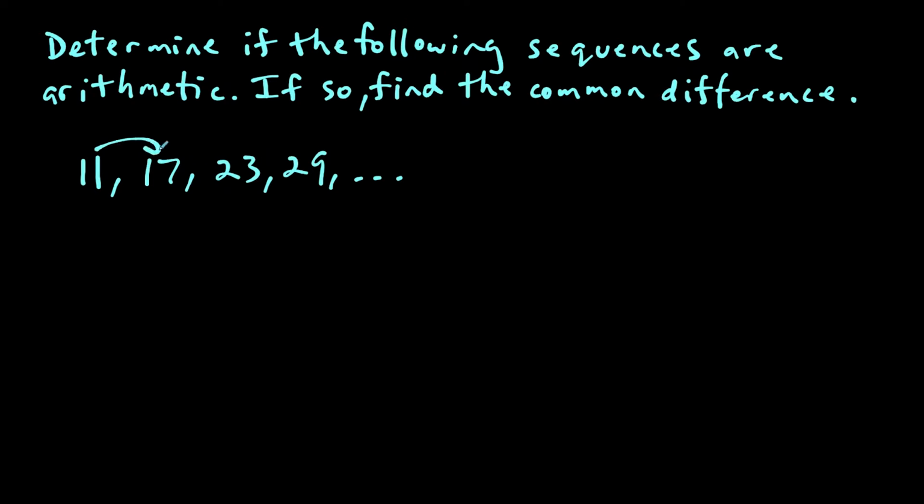So when I look from here to here, the first thing I notice is that this is jumping up by 6. And then from 17 to 23, this is jumping up by 6. And then from 23 to 29 is also jumping up by 6. So I would say that yes, this sequence is arithmetic, and the common difference here is equal to 6. And we're basing it on just the terms here that are listed. So we'll look at another example here.